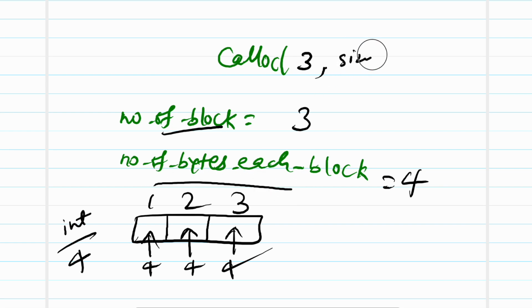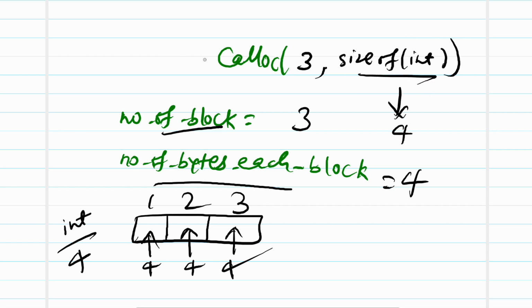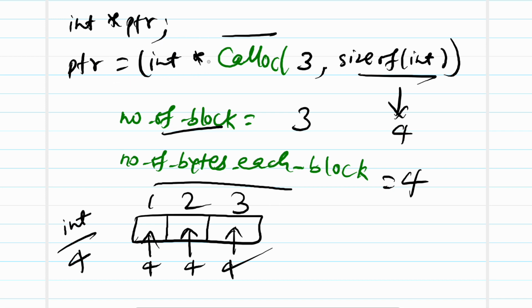You can write sizeof(int), so it will directly give 4, and this will also return a void pointer. So you need to typecast it. Suppose I need to store it into an integer pointer. For that, what do I need to do? I need to typecast it into an integer pointer. Similarly for character, you can typecast it into a character pointer, and so on.